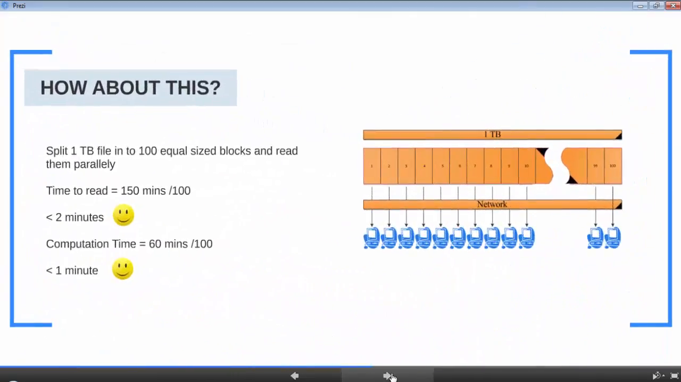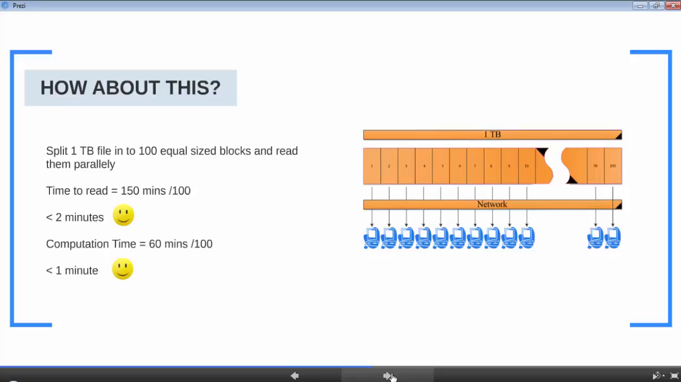I have a crazy idea. How about dividing the 1 terabyte data set into 100 equal sized chunks or blocks and have 100 computers or 100 nodes do the computation parallelly? In theory, this means you cut the data access time by a factor of 100 and also the computation time by a factor of 100. So with this idea, you can bring the data access time to less than 2 minutes and computation time to less than 1 minute. So that sounds great.